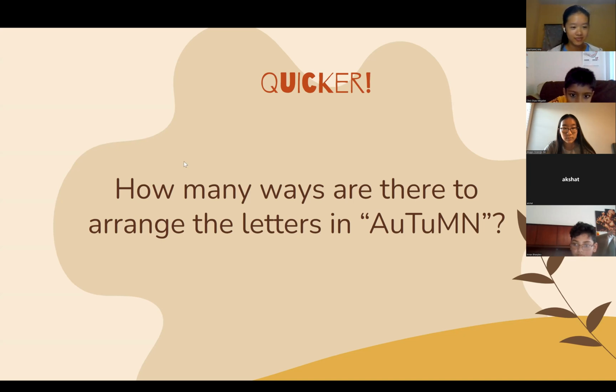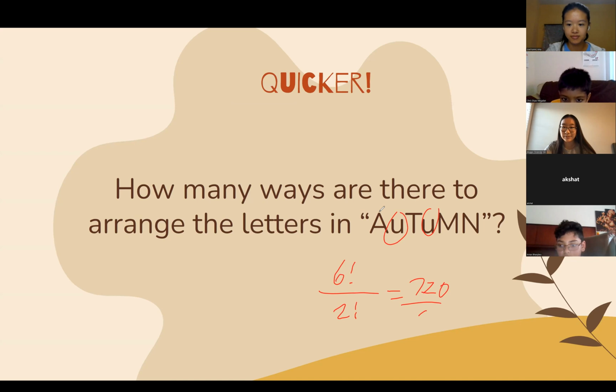Yay. So we've got lots of answers. 360 is correct. That would be 6 factorial since there are 6 letters, but then the lowercase u's repeat. So we have to divide that by 2 factorial to get 360. And if one of the u's was uppercase and one was lowercase, they would actually be different. So you would count them as different letters, and you wouldn't have to divide by 2 factorial.